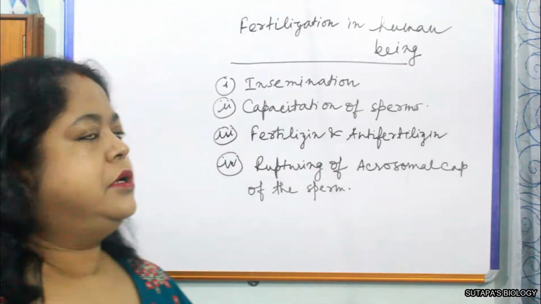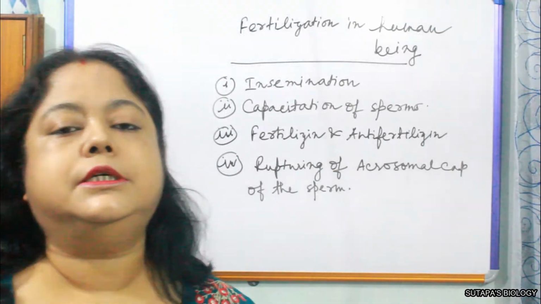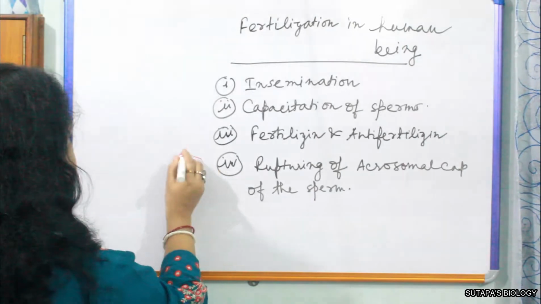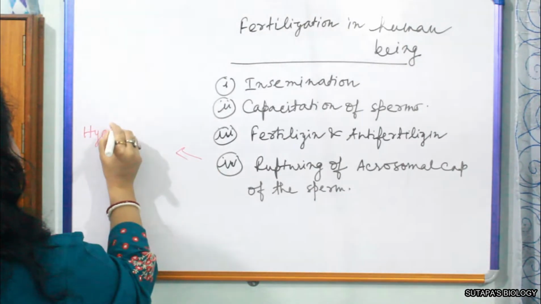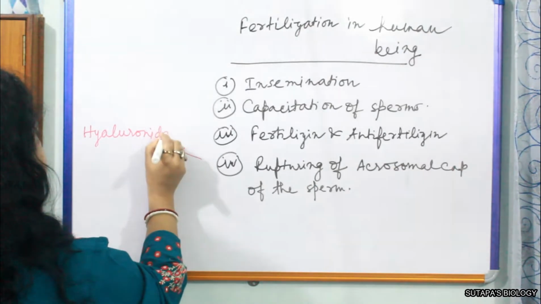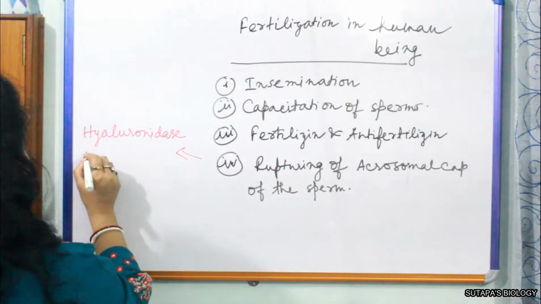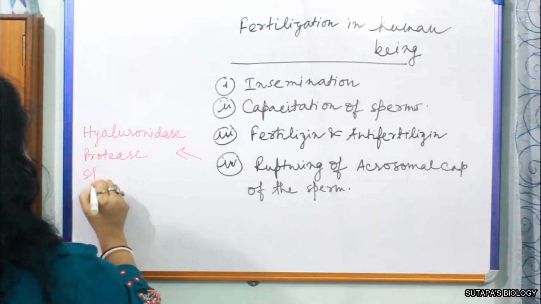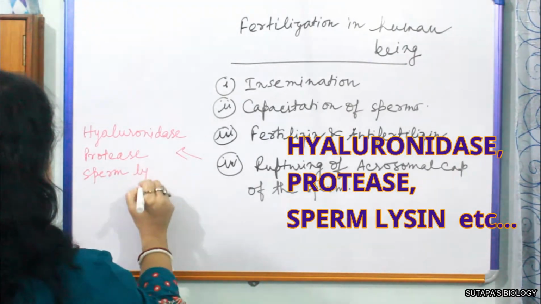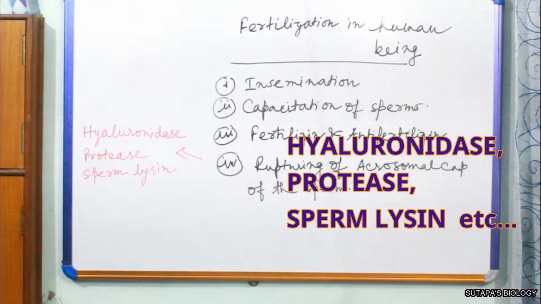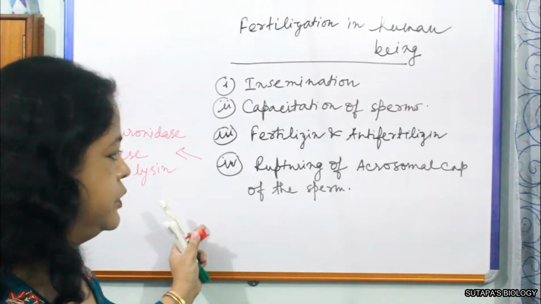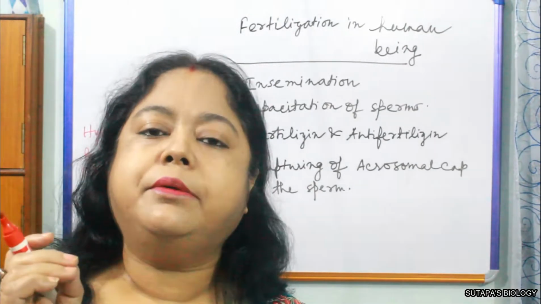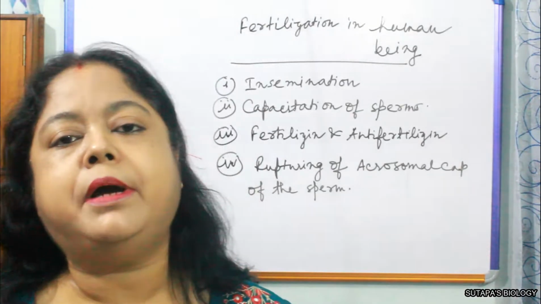After rupturing of the acrosomal cap, what will be these enzymes? The most important enzyme here is hyaluronidase. Number 2 is protease. Number 3 is lysine, etc. By the effect of these enzymes, the sperm will be able to dissolve the cementing layer of the ovum, which is made up of hyaluronic acid.